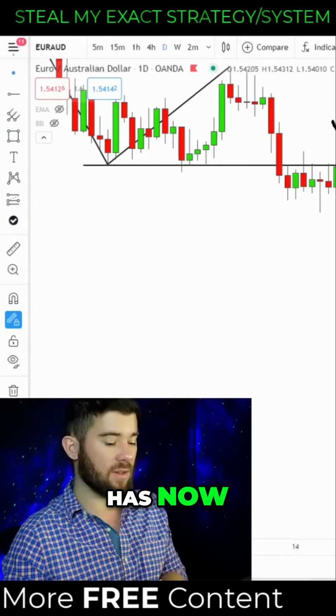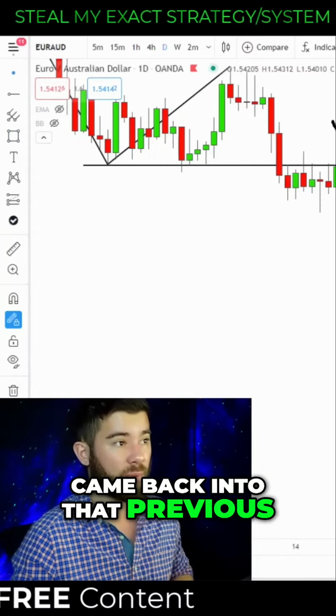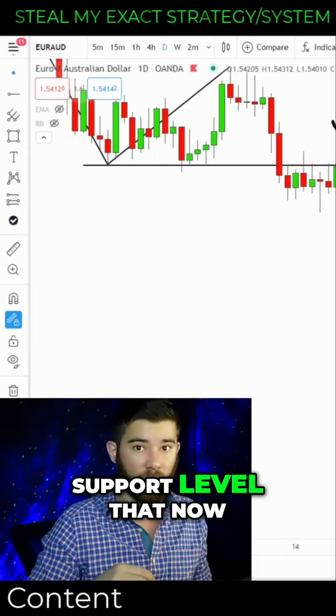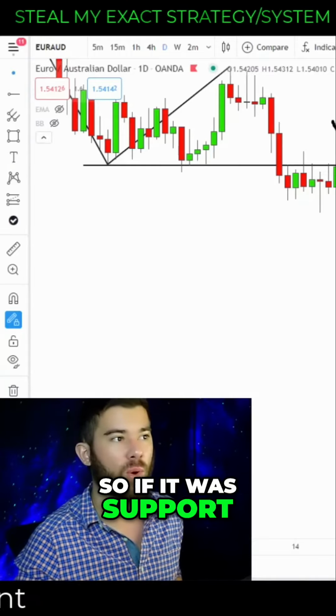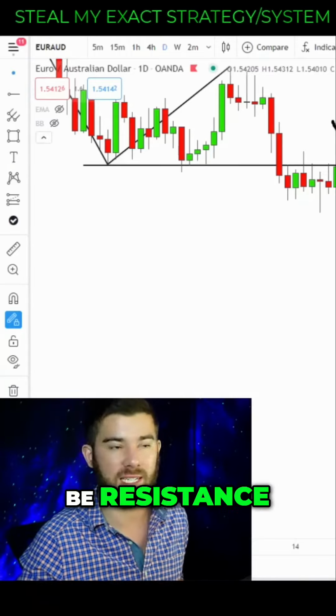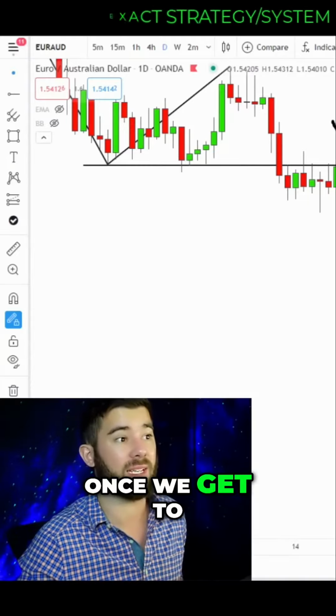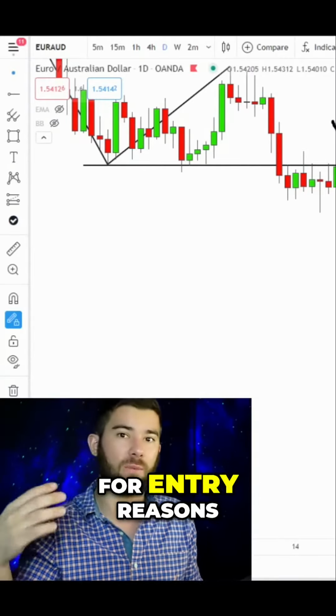Price has now come back into that previous support level that now is what? It's a break and retest strategy. So if it was support, it's now going to be resistance. So at this point, once we get to that level, we can start looking for entry reasons.